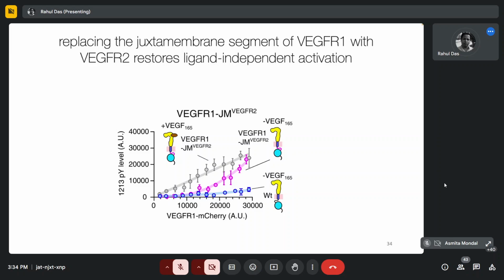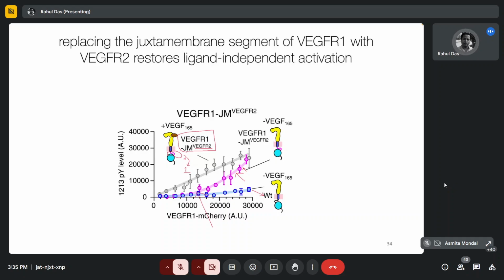Then what we did is we simply replaced the juxtamembrane segment, which is this part of the molecule, of VGFR1 with that of VGFR2. So this is a chimeric molecule which carries a juxtamembrane from VGFR2. Now you can see that this is the wild type VGFR1, and this is the chimeric construct which carries the juxtamembrane segment of VGFR2, and it starts behaving as if this protein can now be activated in a concentration dependent manner.